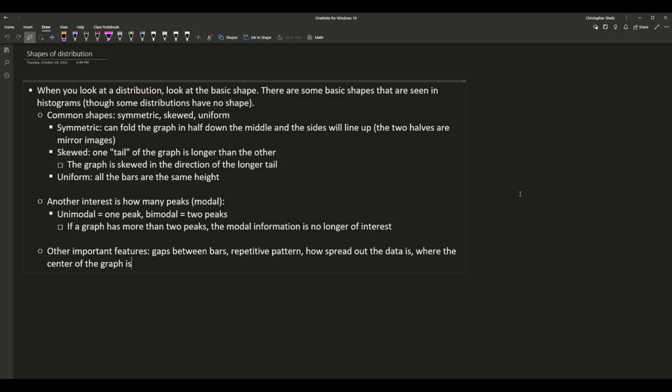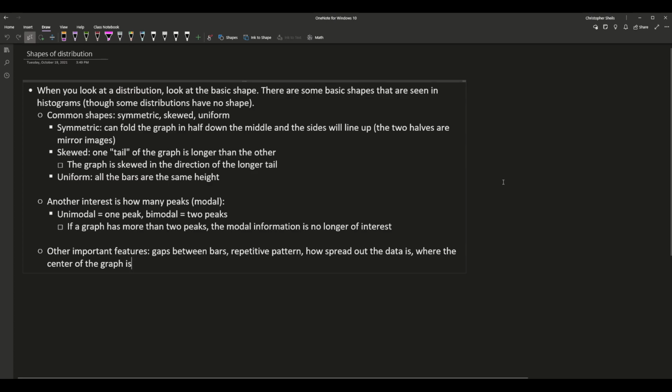Notice that I guess the uniform would also imply that this is symmetric, right? Uniform things are going to be symmetric as well.